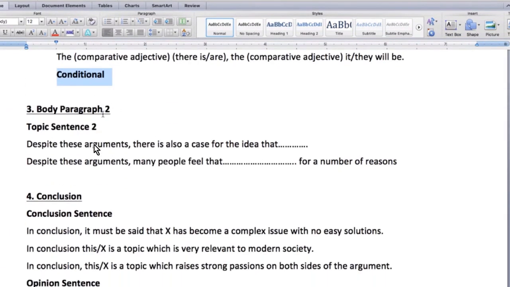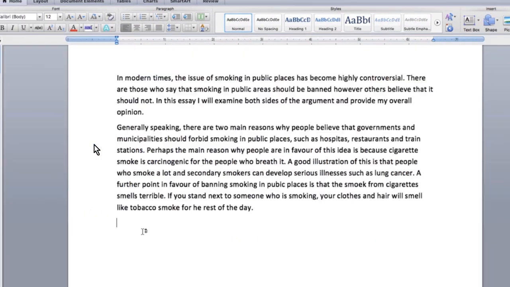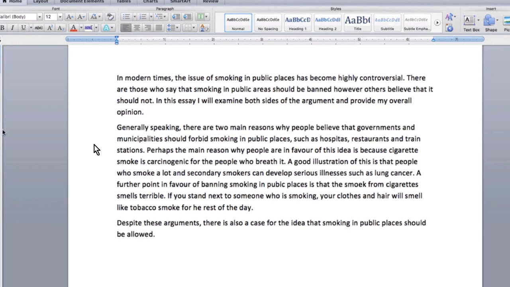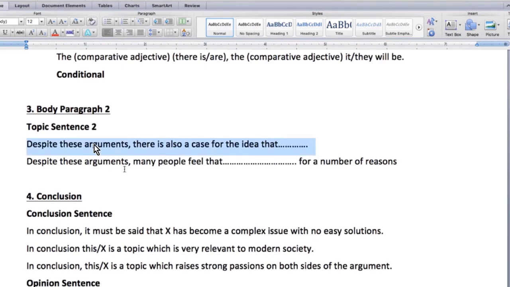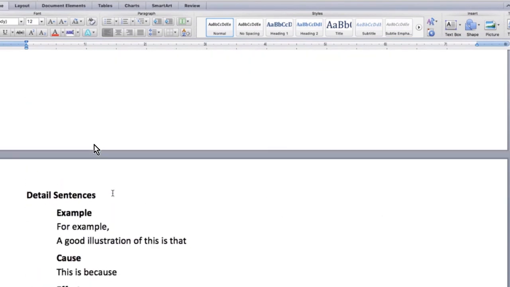Topic sentence for body paragraph 2 will be slightly different. Despite these arguments, there is also a case for the idea that governments, or we, let's say we should, or let's say smoking in public places should be allowed. Supporting sentence. This is where your idea comes in.